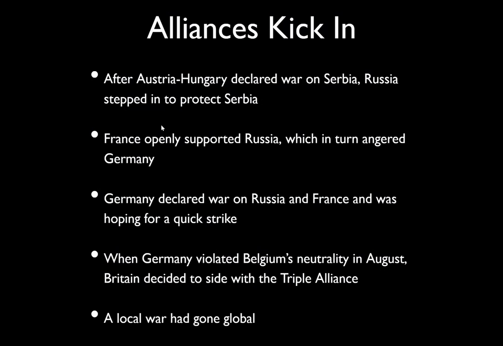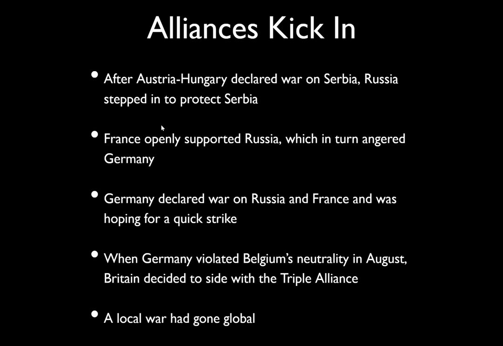So this is when the alliances kick in. War breaks out between Austria and Serbia, and boom, the dominoes start to fall very, very quickly. So, as I said, Austria-Hungary and Serbia are going to fight. Russia steps in and says, Serbia, we have your back. France steps in and says, Russia, well, we had a deal, we have your back. Germany says, uh-oh, we've got Russia on one side, France on the other. We don't want to be surrounded.